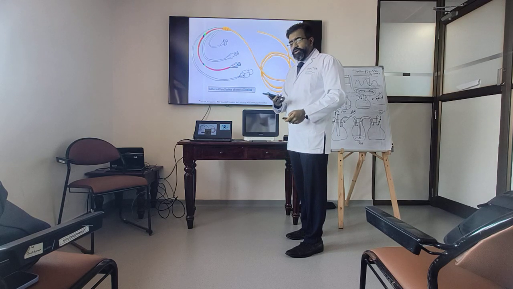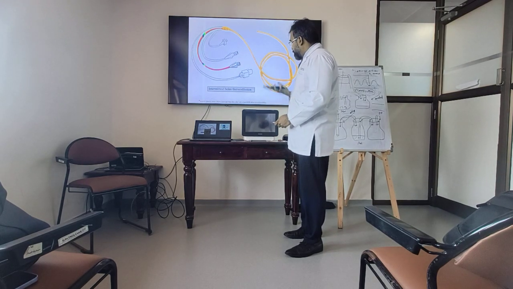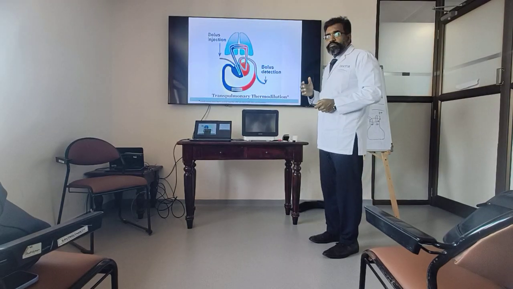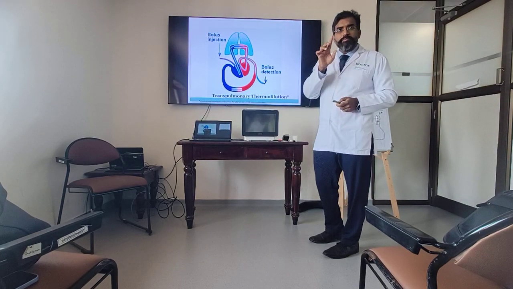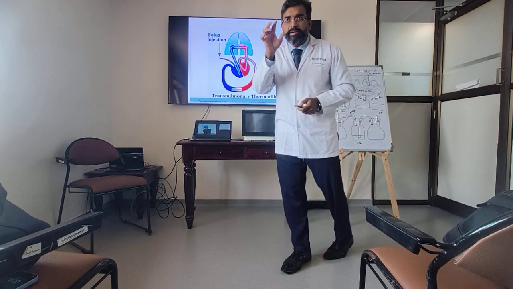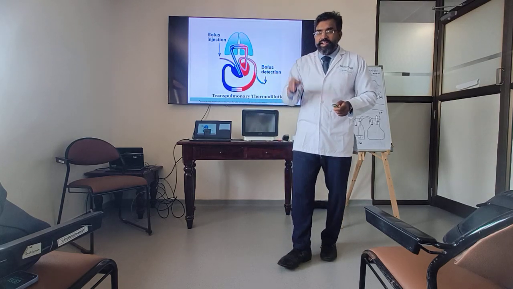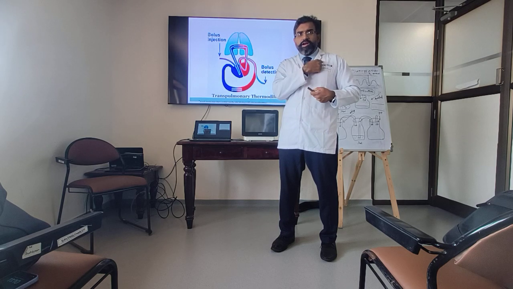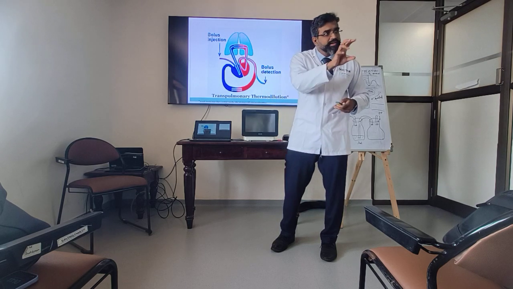You understand? What is right? Now that was called intermittent thermodilution, right? It was just intermittent, pulmonary didn't come there. Intermittent thermodilution, what is happening? From here, right atrium, right ventricle, out. Right? That's why it was called intermittent.